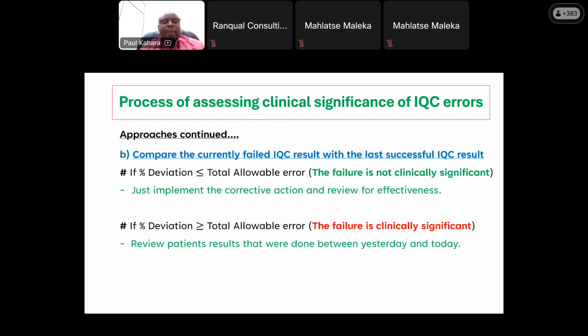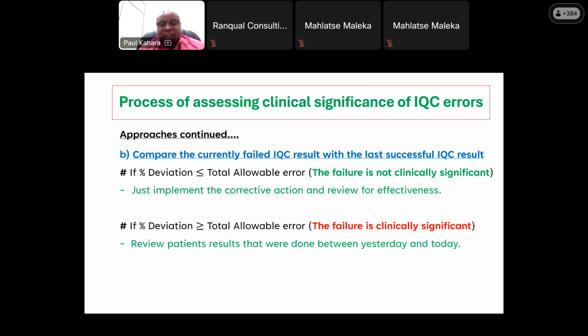If the percentage deviation is less than total allowable error, and I'm going to tell you about total allowable error in the next slide, if our deviation is less than or equal to total allowable error, we don't need to beat ourselves so hard. That failure, even though the IQC failed, is not clinically significant. So just go ahead, implement the corrective action, and review for effectiveness.